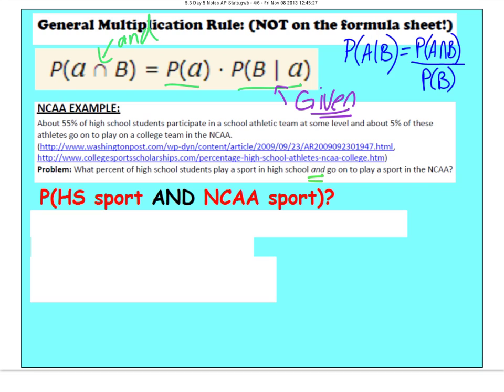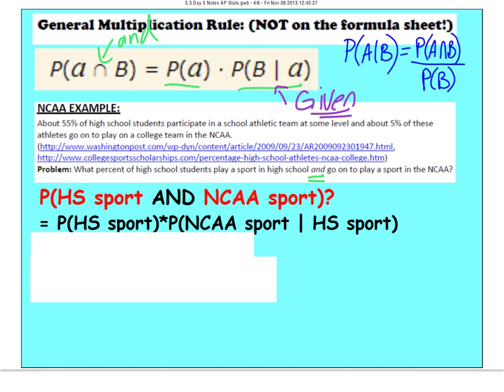Well, one of the things here is they want us to find the probability you played a high school sport and you played an NCAA sport. So you could use this formula here. How you would write it is like this. You would say the probability of A here. So this would be the probability of a high school sport, and then you multiply it by event B given A. So the probability of NCAA given that you played a high school sport.